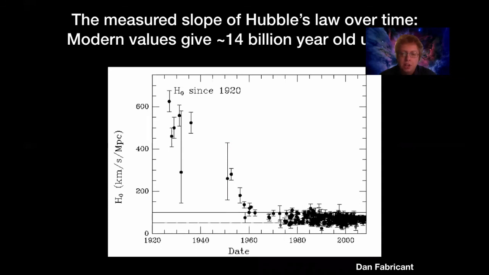So this plot shows how our measurements of that slope, how our measurements of how fast things are receding according to Hubble, has changed over time. The very first observations in the 1920s by Hubble showed that everything was moving away from us very fast. We measure this in a weird unit. It's called Hubble's constant, in kilometers per second per megaparsec. And essentially this tells you how fast things are moving away from us.